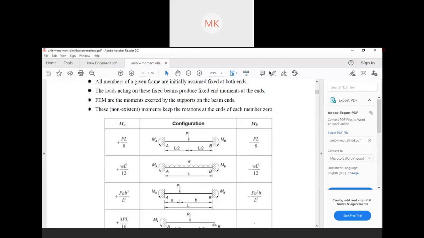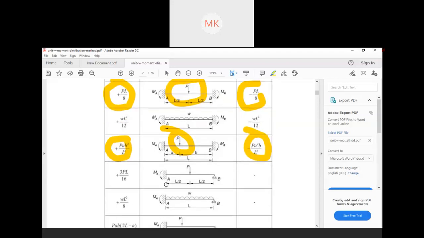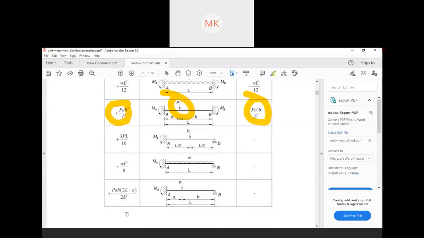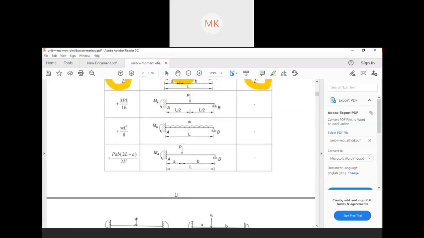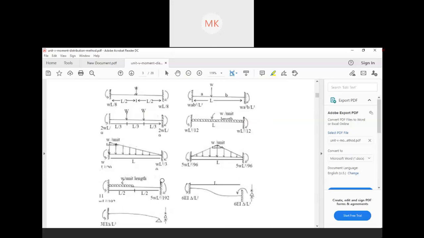Point load: this point load is given at the center of the beam, L by 2, L by 2 distance, so there is a different formula. Similarly, this is also a point load, but it is given at different distances A and B, so for that there is another formula to find out the fixed end moment. So there are some conditions given here in this chart, and as per the condition we need to find out the fixed end moment. These are all some formulas, how they look, how the drawings are, and the deflection.